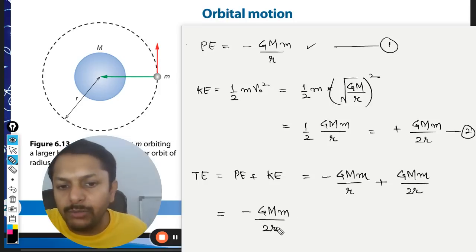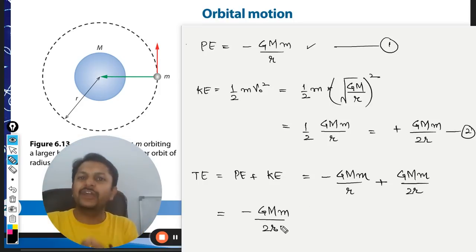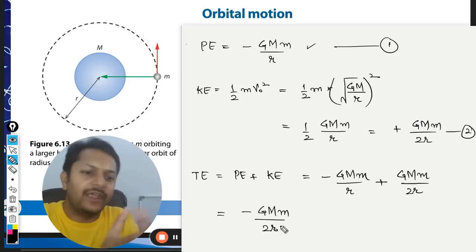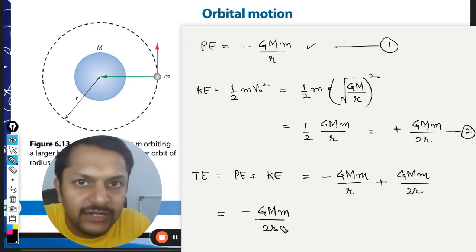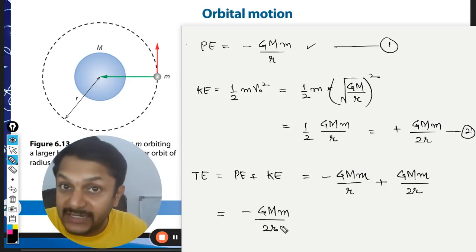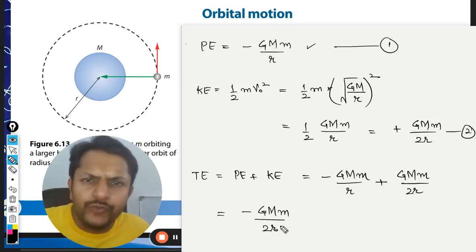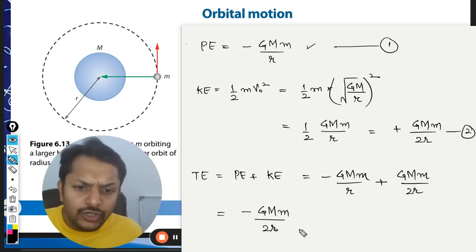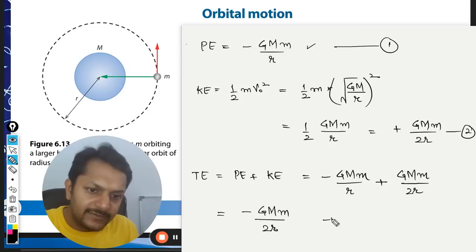Students, those who are having problem how I have calculated this, please try to go for algebra, try to take things common and try to do it by yourself. Take the LCM and you would be getting this answer. There won't be any big problem there. So total energy is negative.